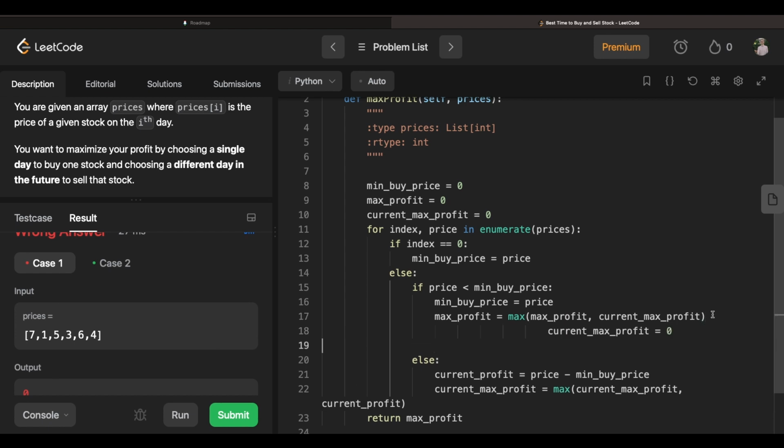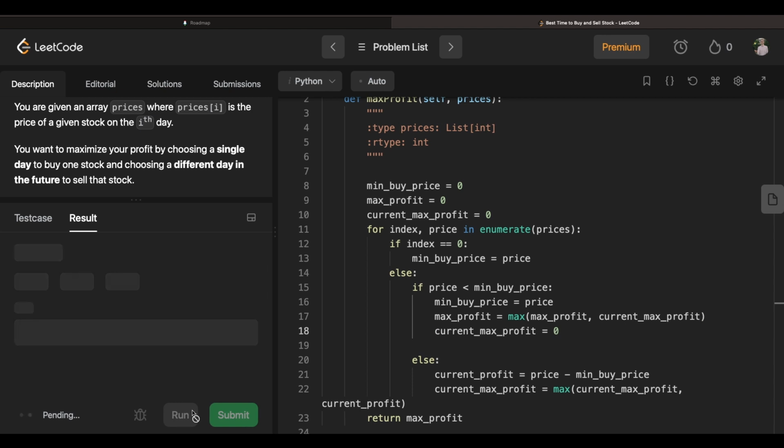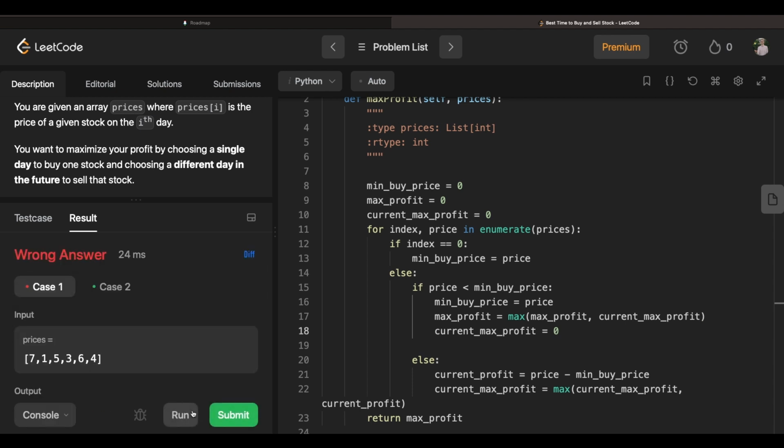I think I need to set this after. That's not going to fix it, is it? I don't think so. Yeah, not quite. But then the max profit is the max between whatever it currently is in this, which at this point is all 0. We reset everything.